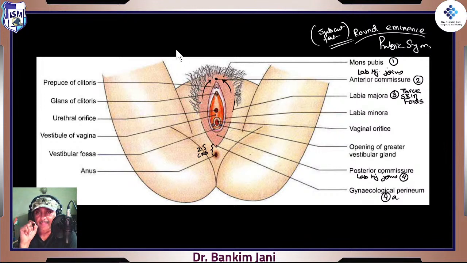Moving on to the next important structure. Those labia majora were the major thick skin folds. Then there is labia minora, which are obviously the thin skin folds. These are thin folds.